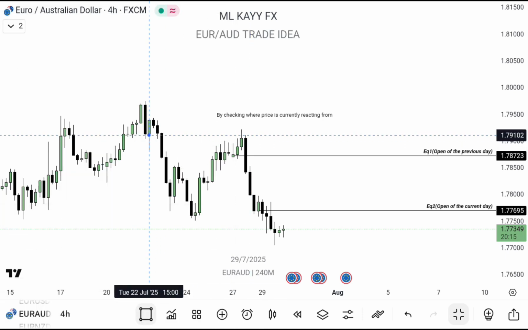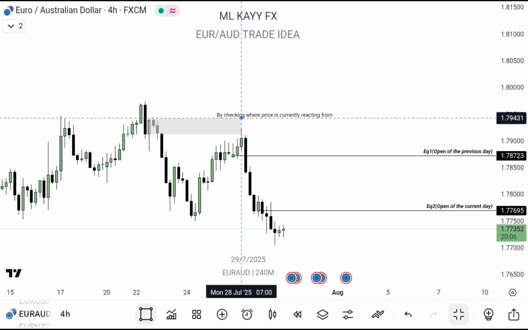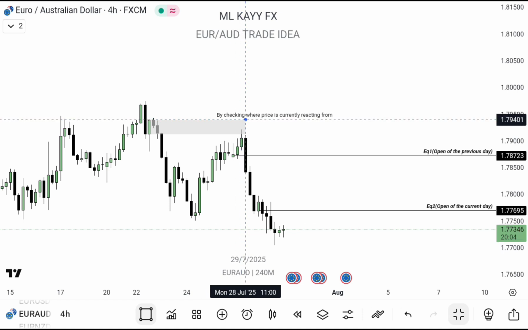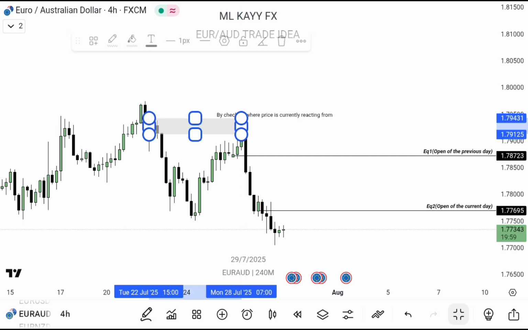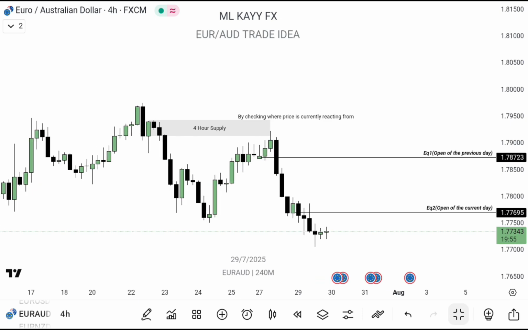the monthly, the weekly, and the previous day. So what we normally do, you must check where current price is currently reacting from, right? So from what I've seen, price is currently reacting from a drop-base-drop, right? A fresh drop-base-drop on the 4-hour time frame. That's where the current price is coming from, right?